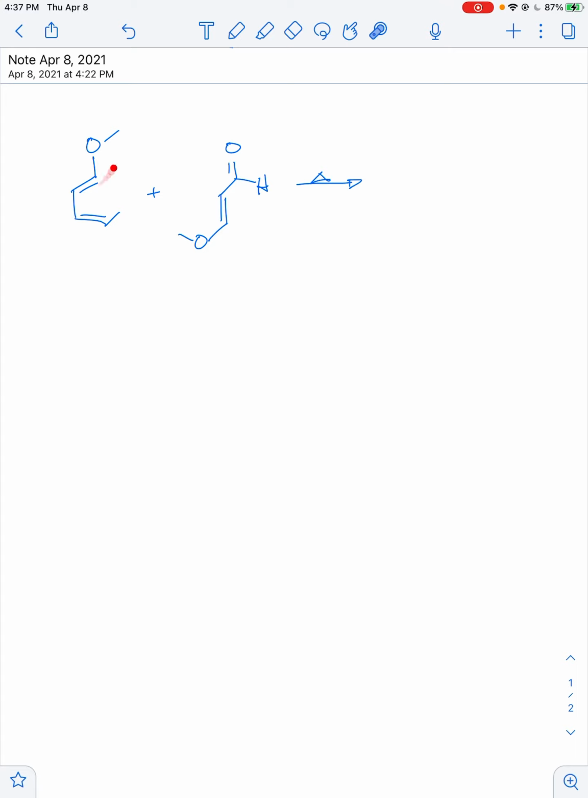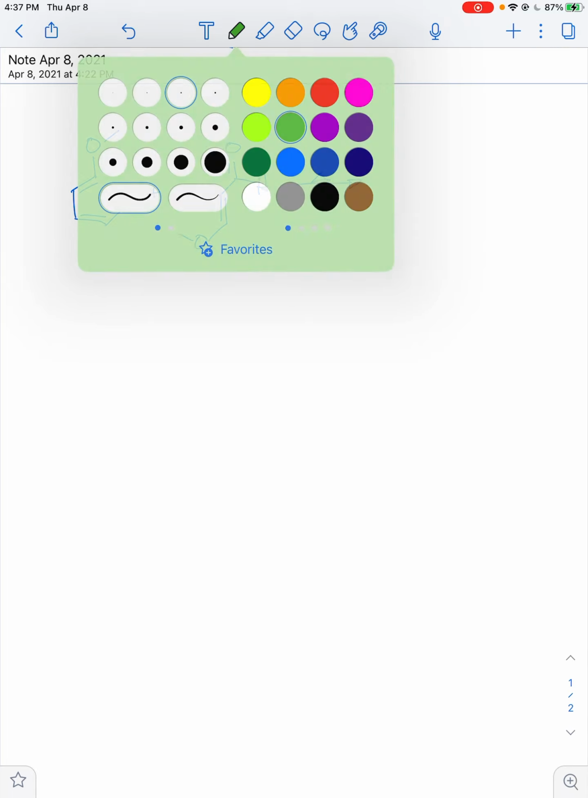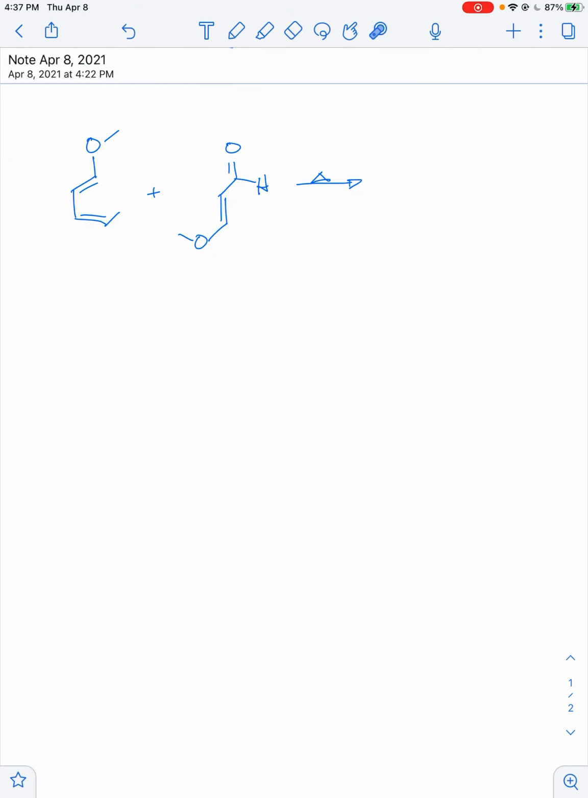So here we have an electron donating group. Here we have a really weak electron donating group. A donating group, and an electron withdrawing group. And so next I like to put on partial charges. So if we're looking at our diene here, this is a donating group, so this will be a partial positive charge, this will be partially negative, partial positive, and then this will have to be partially negative.